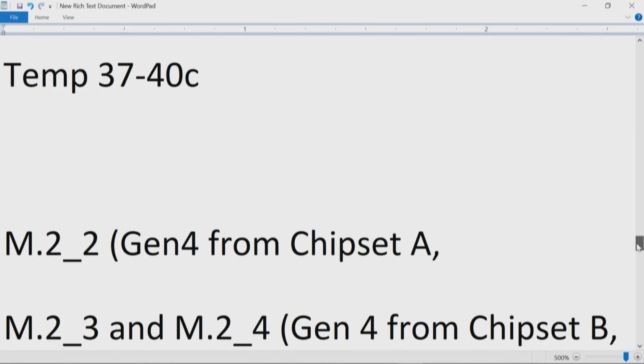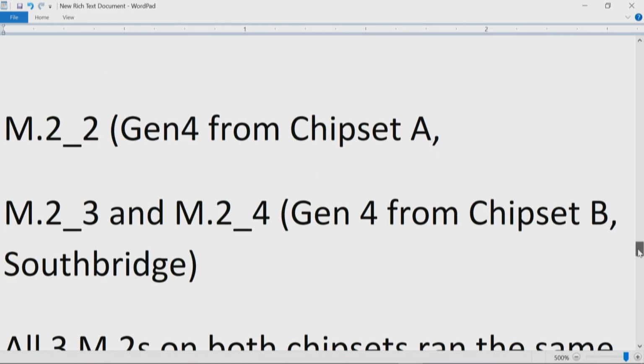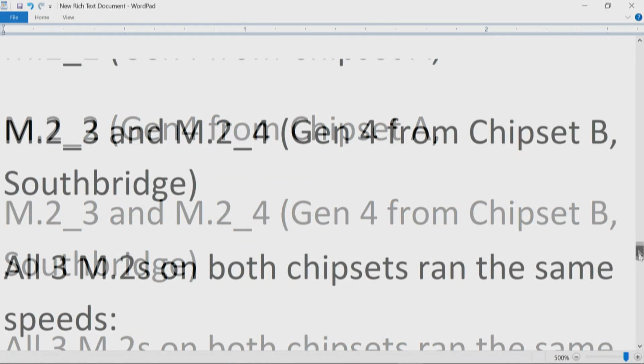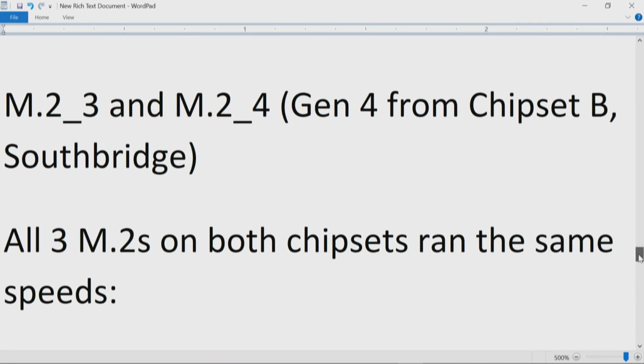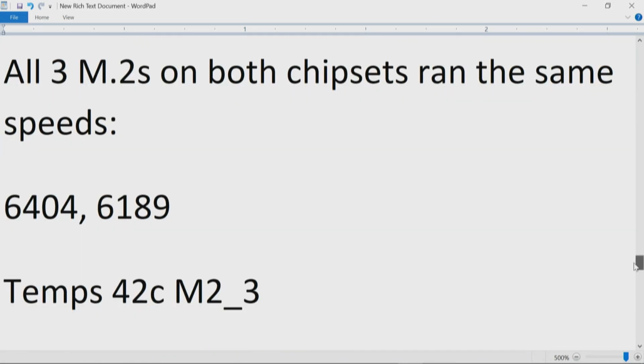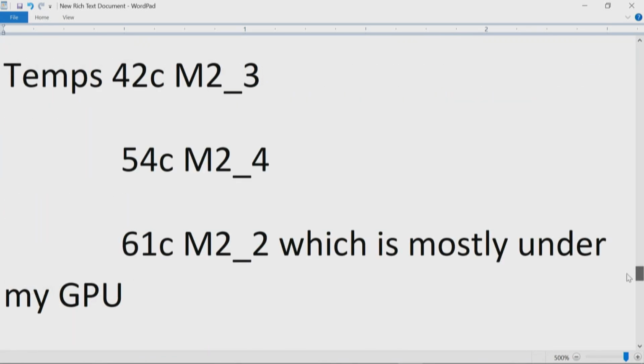M.2_2, Generation 4 from Chipset A. M.2_3 and M.2_4, Generation 4 from Chipset B Southbridge. All 3 M.2s on both chipsets ran the same speeds. There's the numbers and there's the temps. And the M.2_2 temperature is mostly under the GPU.